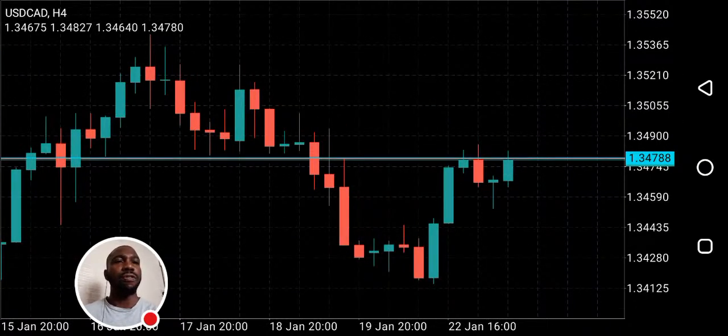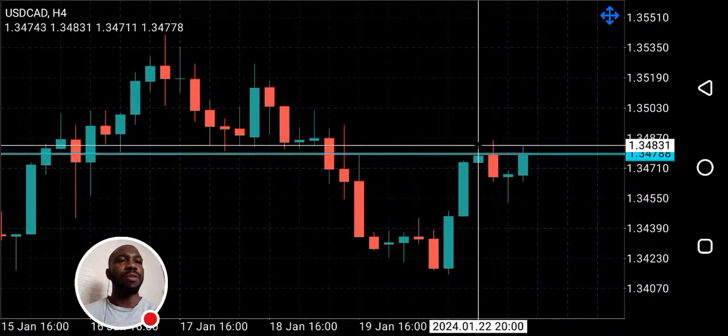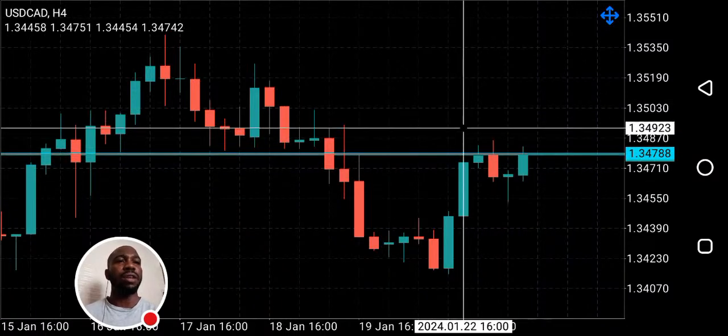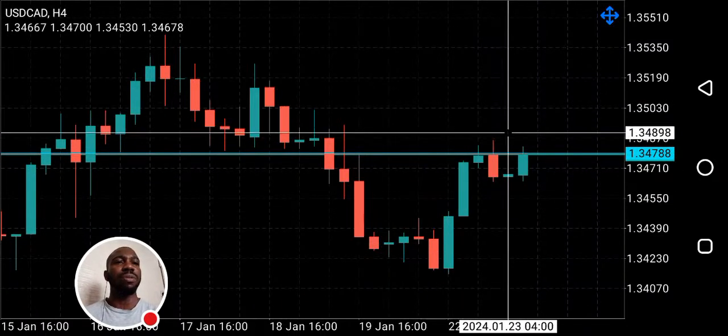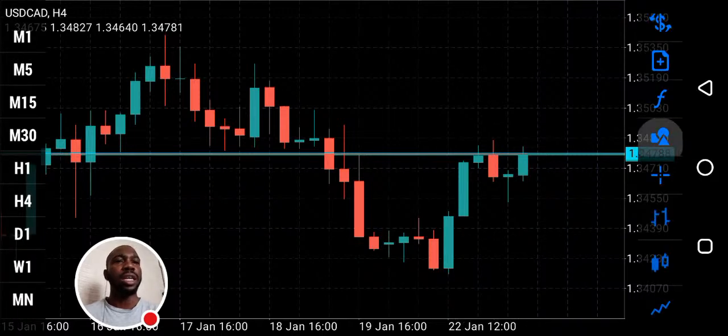So you can see on 4-hour what we have here. This is an engulfing pattern. Can you see that? This is an engulfing pattern on 4-hour, indicating change in trend from bullish to bearish. If you also go back here, you would see we had a resistance here.